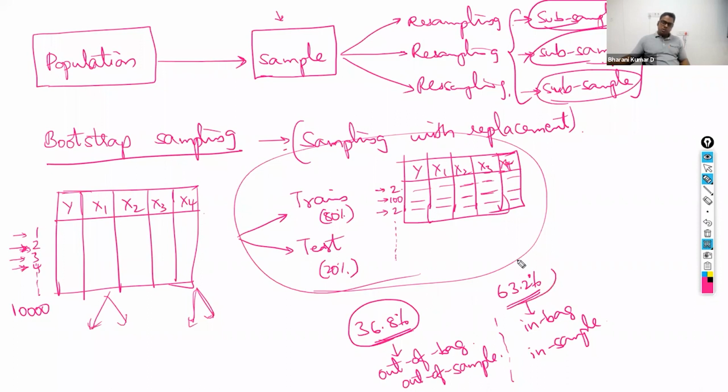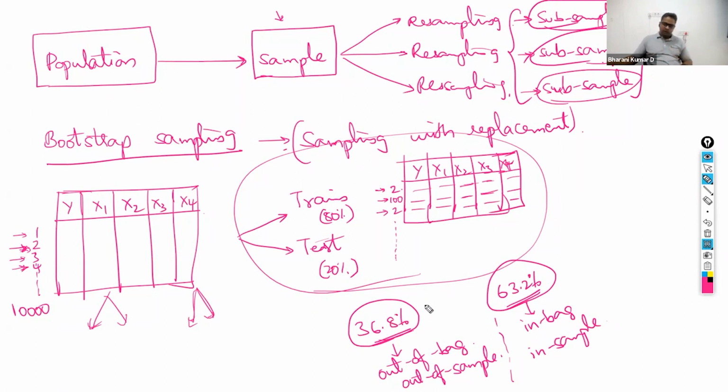Okay, so 63.2% will be the probability of these instances to be selected in training data. 36.8% is the probability of each instance that it will be out of training data. Out of training means it can be part of validation data or test data set from a machine learning or predictive modeling standpoint. You can do this experiment and you'll very soon understand this.